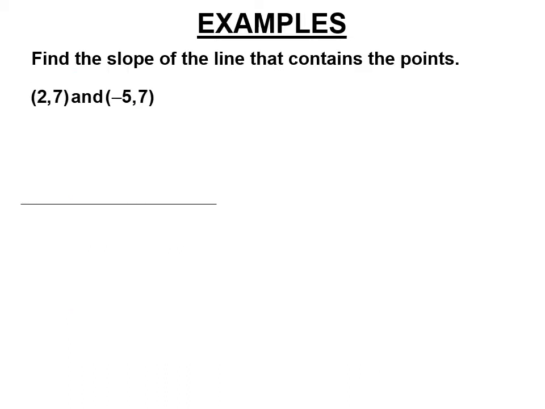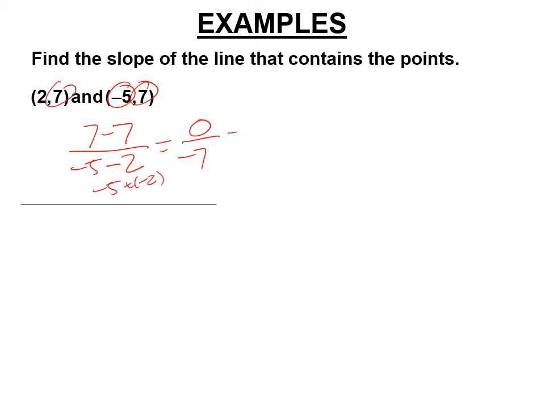Okay, so I'm going to subtract the y's, 7 minus 7. Then I'm going to subtract the x's, -5 minus 2. I get 0 over -5 plus -2, -7. What's 0 over -7? 0 over everything is 0. So what kind of line is this with a slope of 0? Right? We should be saying, Mr. Ben, this is a horizontal line.